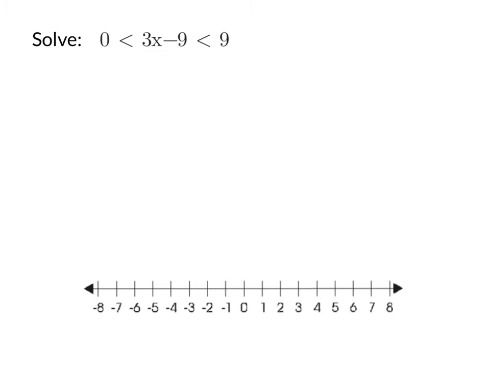So what if we start out with this compound inequality that looks like a string, where we have 0 is less than 3x minus 9, which is less than 9? Well, what we can do is, just like the last example, break it up into two separate inequalities, where the first one would be 0 is less than 3x minus 9. And the second one is where 3x minus 9 is less than 9. And we can solve each of them that way.